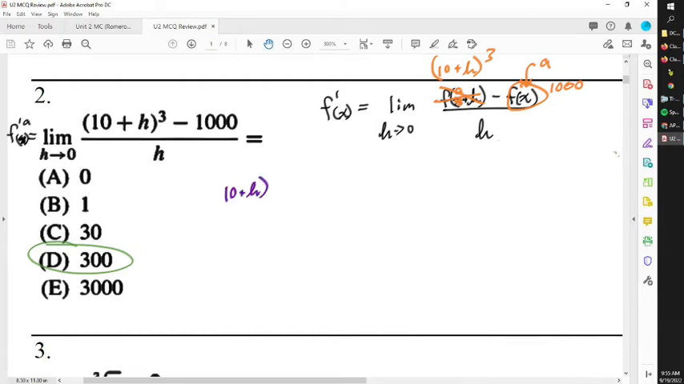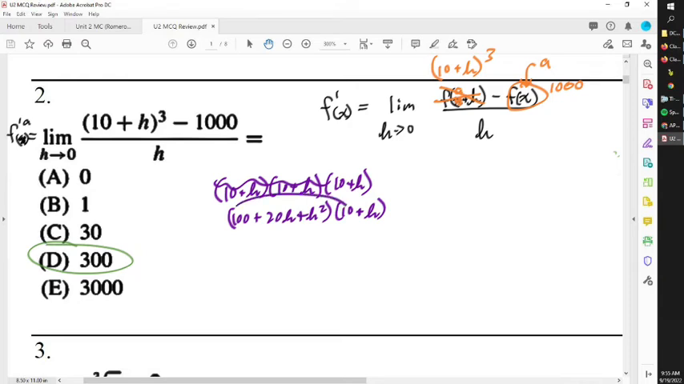If that's not you, then dang it. 10 plus h, 10 plus h, 10 plus h. So we get 100 plus 20h plus h squared. Then I have to multiply this by 10 plus h. You guys are jerks. I don't like you. Okay, so 10 times 100 is 1,000. 10 times 20h is going to be 200h. And then 10 times h squared is going to be 10h squared.